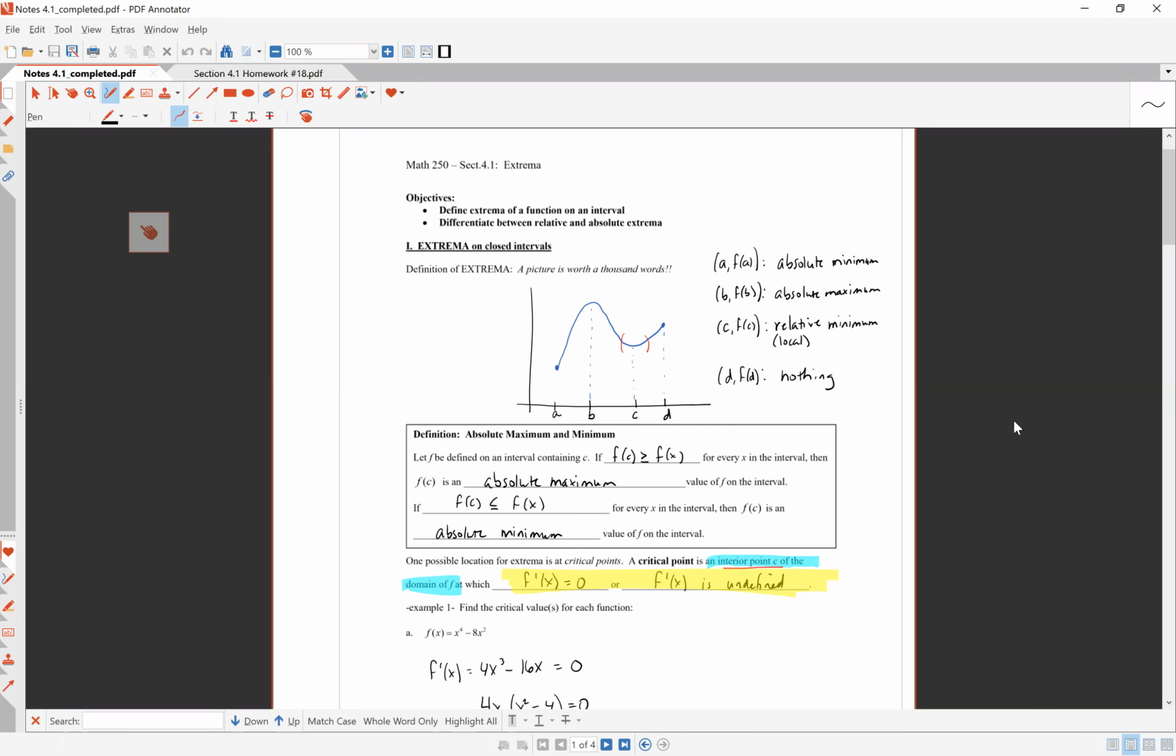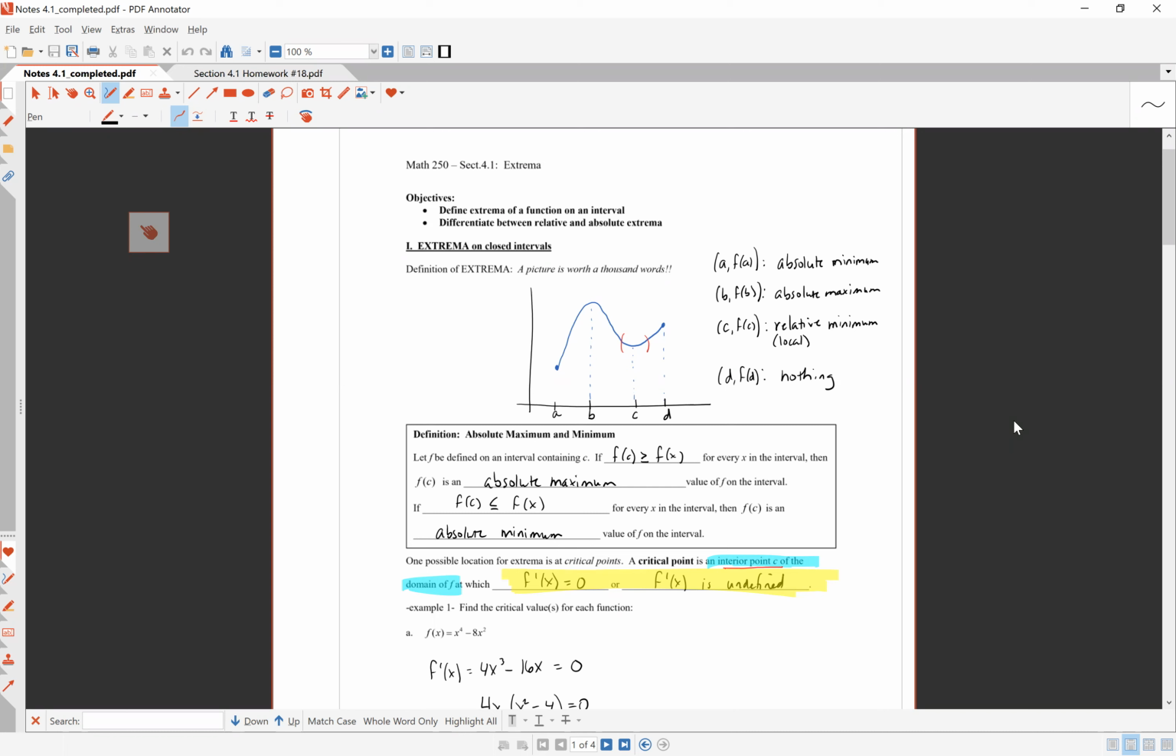So this is a short discussion of the material in section 4.1, and it's about finding extreme points on a closed interval. And we're going to use the derivative. We've studied derivatives and how to find derivatives, and so now we're going to use them to find extreme points, and then we're eventually going to use them in optimization problems later on in the course.